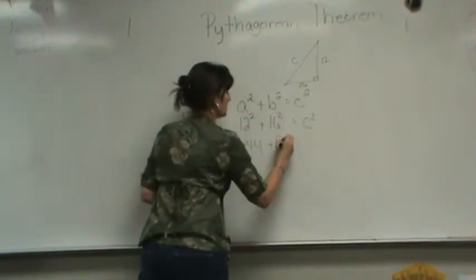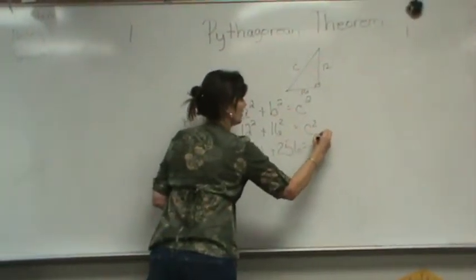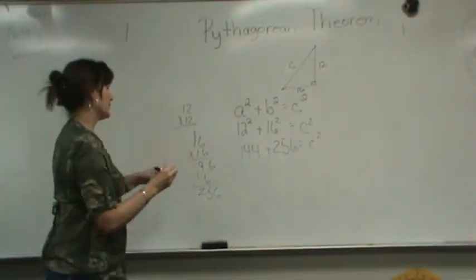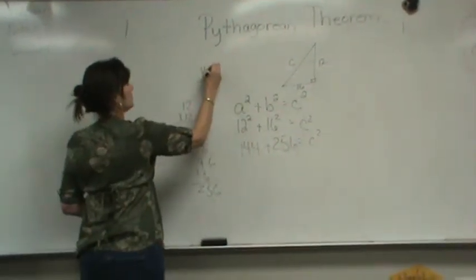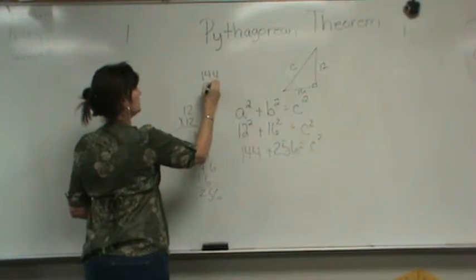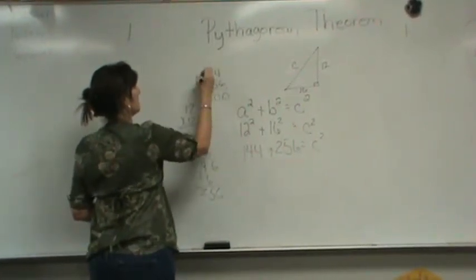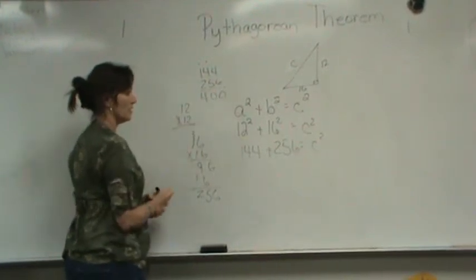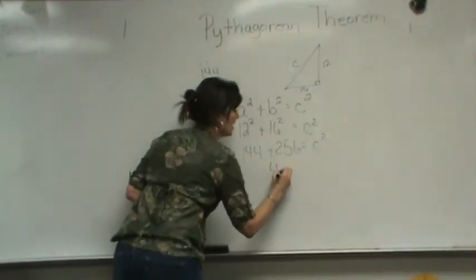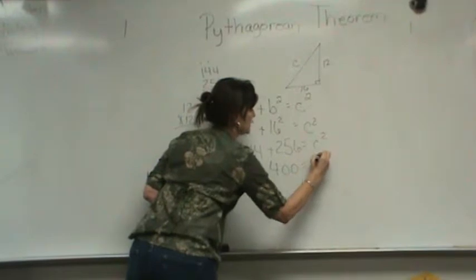256. That's Whitaker's got multiplication problems today. Okay, I'm going to go through and I'm going to add 144, 256, gives me 400. So 400 equals c squared.